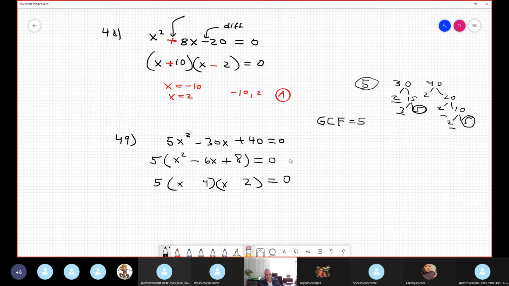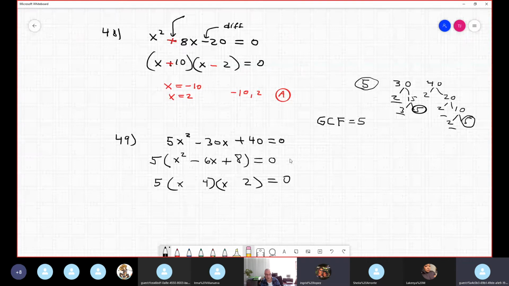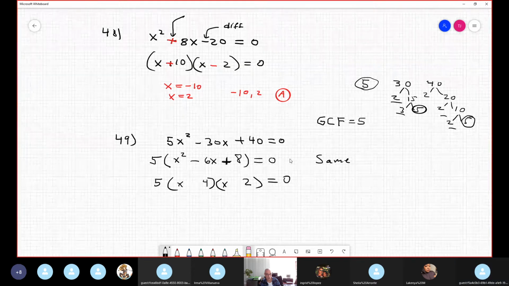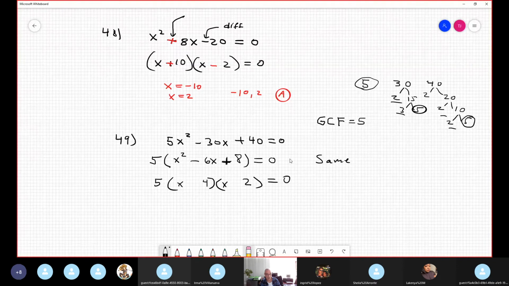What sign? The sign is the same. How do you know it's the same? Because this sign is positive. We have two possibilities, plus plus or minus minus. A plus or a minus? Minus, I guess. Minus. Everyone saw that?